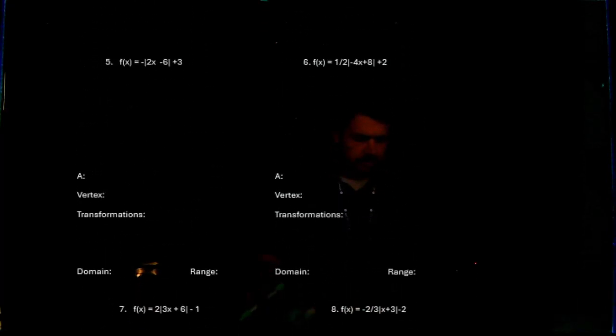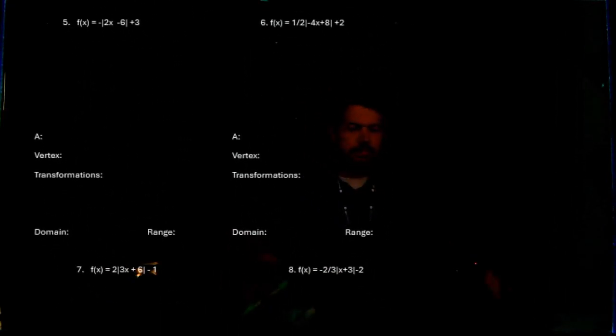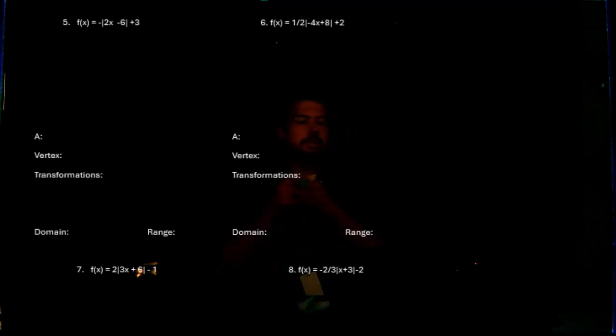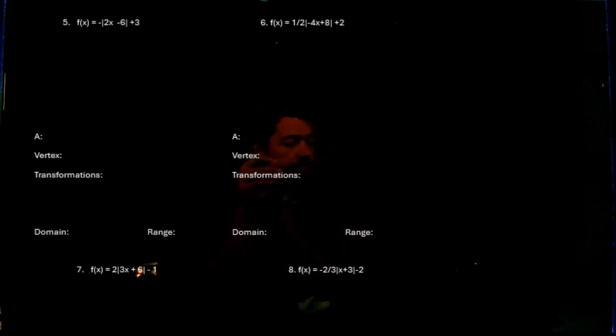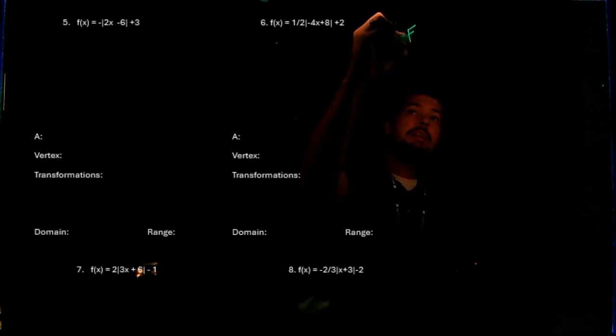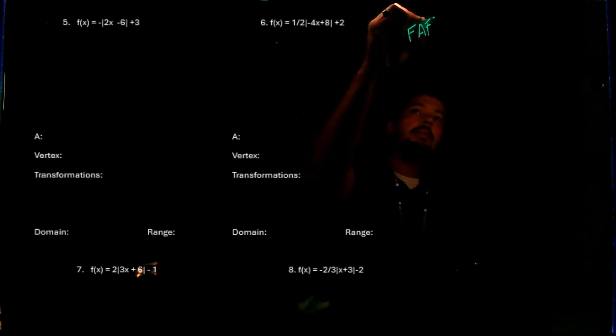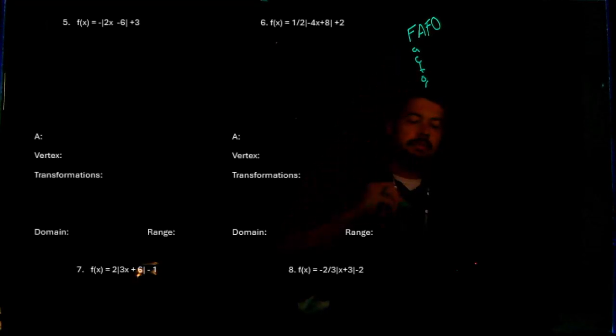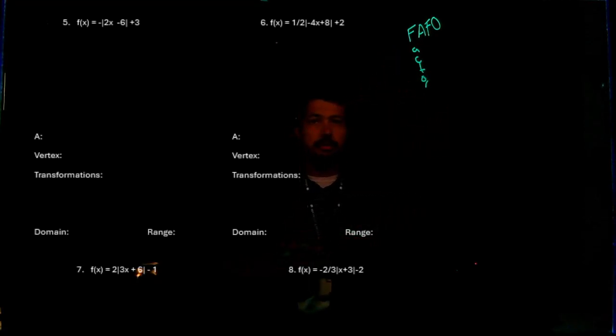Moving on to 6. Here we have f of x is 1/2 of the absolute value of -4x plus 8. So a lot of kids will look at this and they'll tell me that the vertex is at -8, 2. We're going to do something. We're going to do FAFO, which does not mean what you think it means. FAFO, factor and find out, okay? Doesn't mean F around and find out. It means factor and find out.